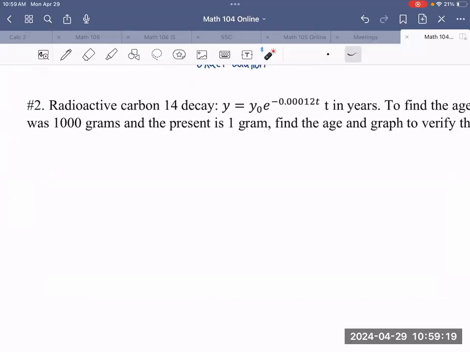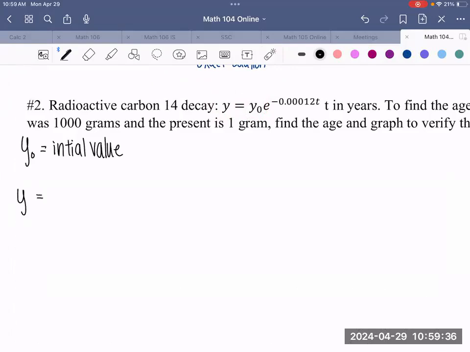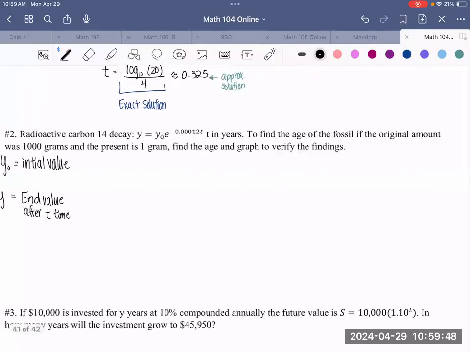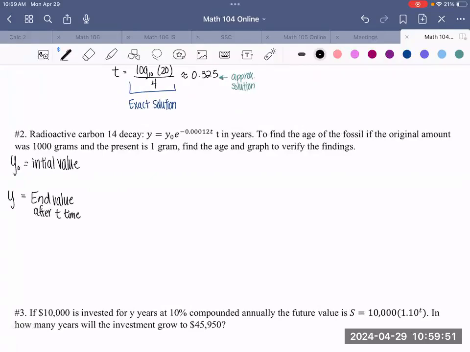Okay, so the first thing we want to recognize is the difference between y and y naught. Y naught, or y sub 0, is your initial value, your starting value, your original value, and y is just your end value after t time. So in our case, what is going to be your present value, your initial value? Well, we're being told your initial original value was 1,000 grams.